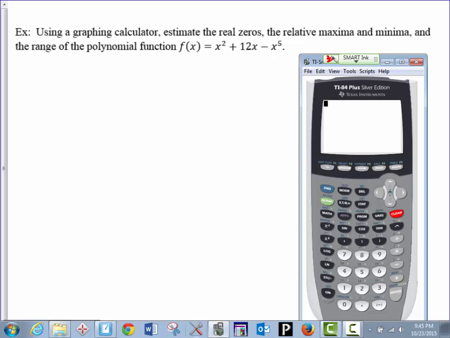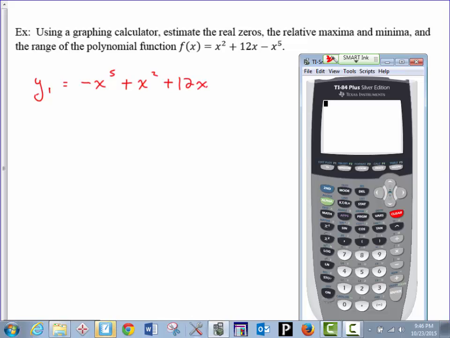Now, I am actually going to ask you to write it in descending order because you know something about the function when you write it that way, and then you're going to know if you're getting the right thing from your calculator or not. So in this situation, the highest degree is 5, and so I would want to write that particular term first, and the next highest is the x squared, and then finally I have the 12x.